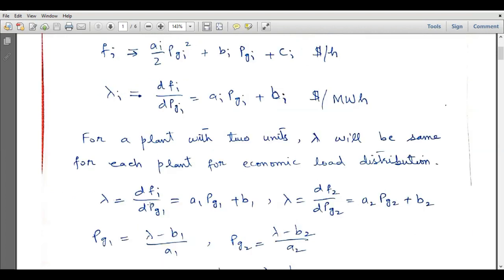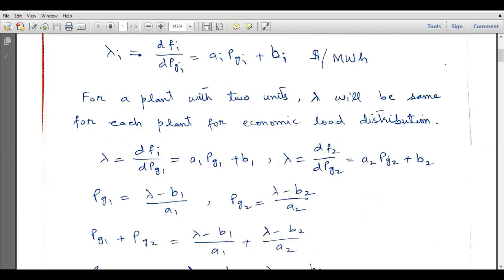So lambda is equal to dFi over dPGi. For the first generator it is equal to a1 PG1 plus b1. For the second generator, incremental fuel cost will be equal to a2 PG2 plus b2, and for the economic operation both lambdas will be equal to each other. So lambda 1 equals lambda 2 equals lambda. We can get PG1 from this equation: PG1 is equal to lambda minus b1 over a1. We can evaluate PG2 from this equation, and it will be equal to lambda minus b2 divided by a2.